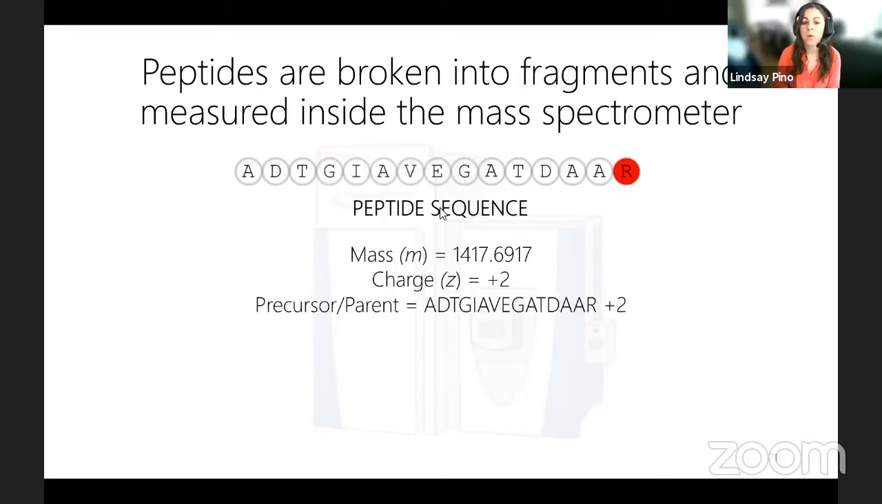What we actually measure in the mass spectrometer is the precursor or parent ion of this peptide sequence, which here is denoted by the peptide sequence in amino acids, plus the charge, which for this peptide is +2. So we measure this precursor in the mass spectrometer. We measure its mass to charge, or m/z, which is typically written in this numerical format, and sometimes we will add these plus symbols on the end to signify that it is a +2.